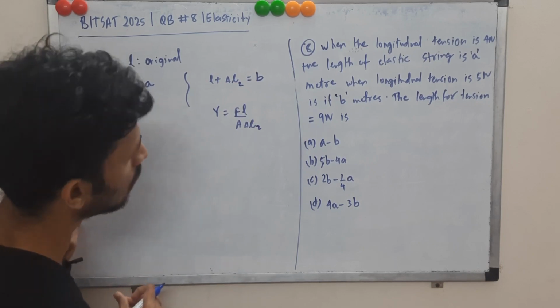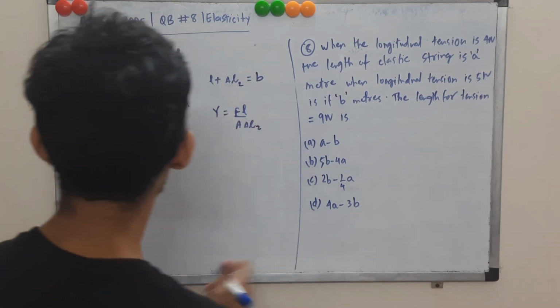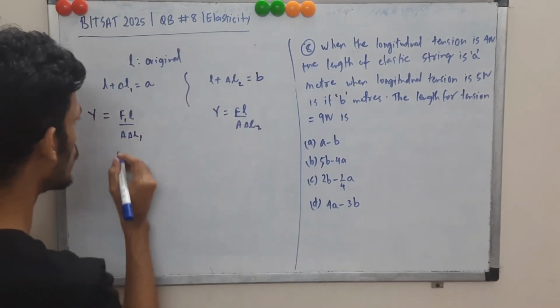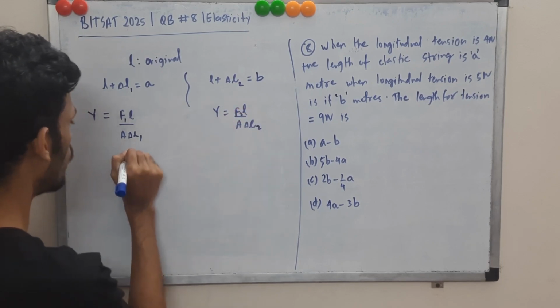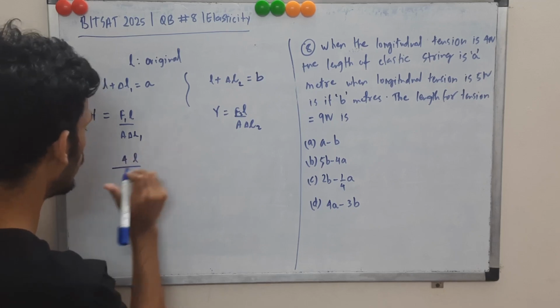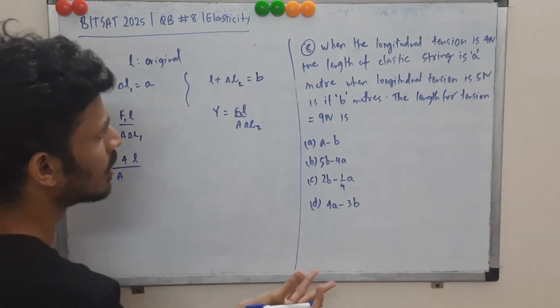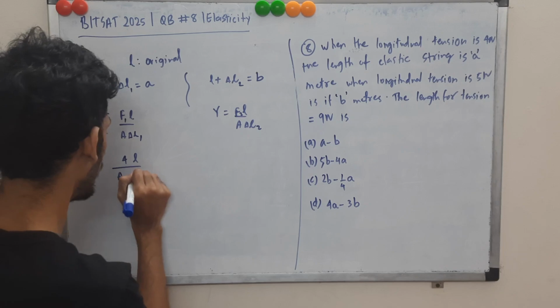So here the length of the wire is the same. Okay, let's begin with this one. So we'll equate these two. F2 is different. F1 is 4 newtons. L, we'll keep it as L for the time being. Area will remain the same, right? So we don't have to worry about that.